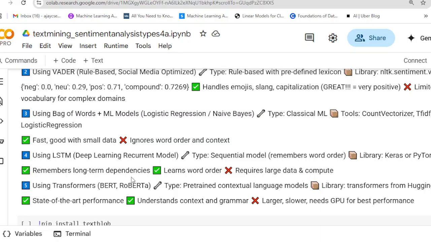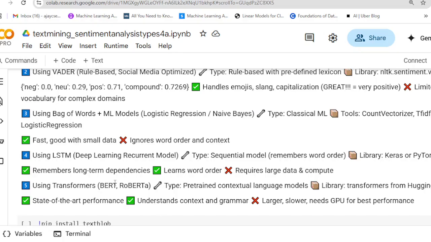The next one is LSTM. Now, this LSTM is an RNN model, so it's a sequential model. It remembers word order. It uses Keras or PyTorch. This will remember long-term dependencies also. It will know the word order, but it requires large data because it's a deep learning model.